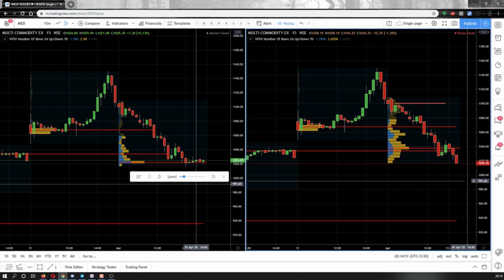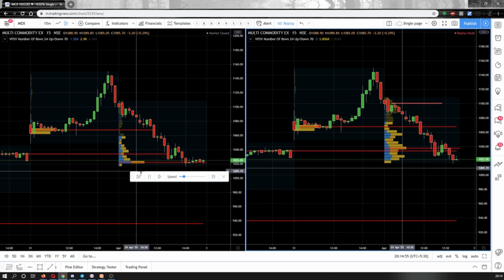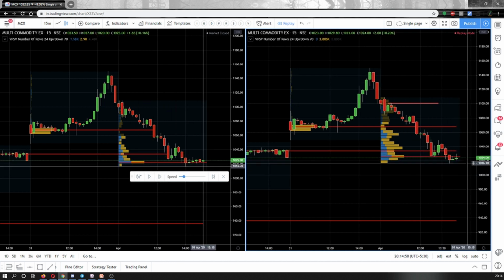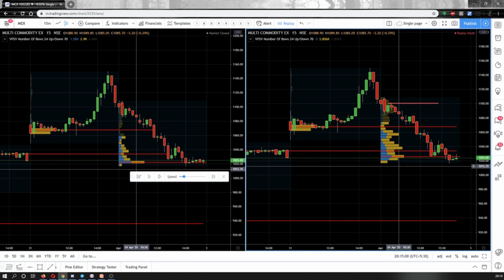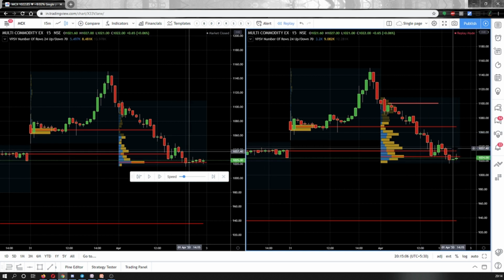Basically, today's POC line is working as a very strong resistance here, right? Today's POC line is working as a very strong resistance. It is not able to breach and go up. It is suppressing the up move. The reason is it is a strong resistance. So this is how you will use the POC lines.